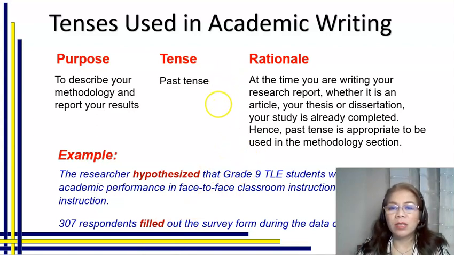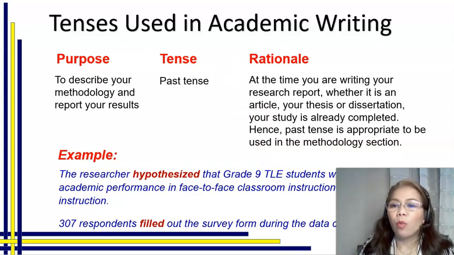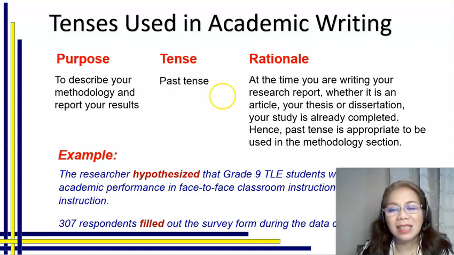Why? Because it is presumed that at the time you are writing your research report, whether it is an article, a thesis, or a dissertation, your study is already completed. Therefore, past tense is appropriate to be used in the methodology section.